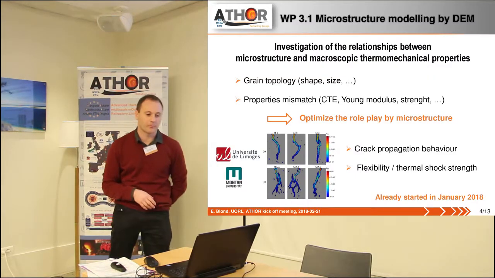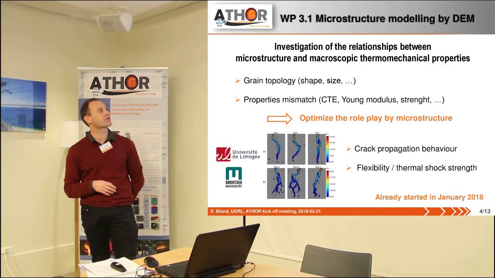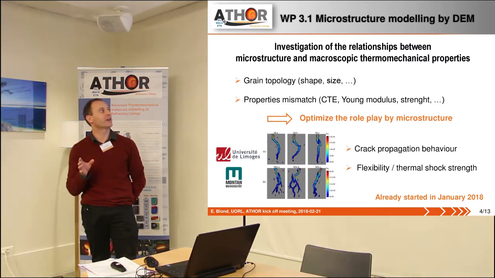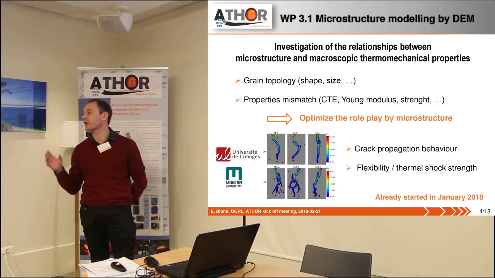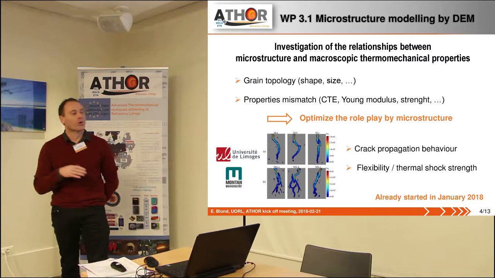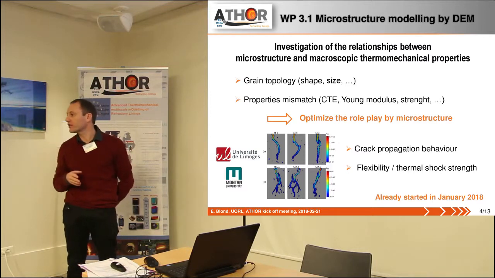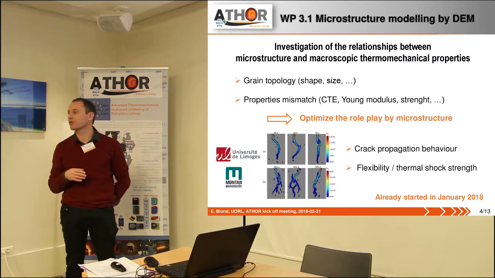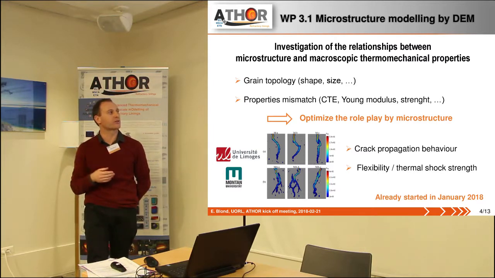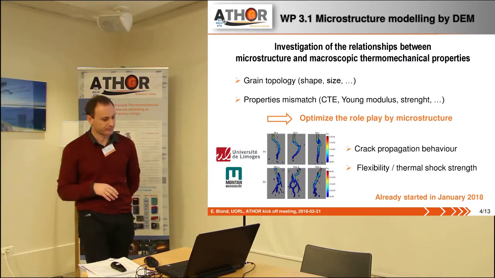So the first task concerns the investigation of the relationship between the microstructure and the macroscopic behavior. The idea is to test the effect of the grain topology, the shape, the size, their position in space, to test also the effect of the different properties of the different grains, and to do that by the discrete element method, which is a famous method for simulation at this scale, with the idea of optimizing the role played by the microstructure. So we are at the raw materials scale.